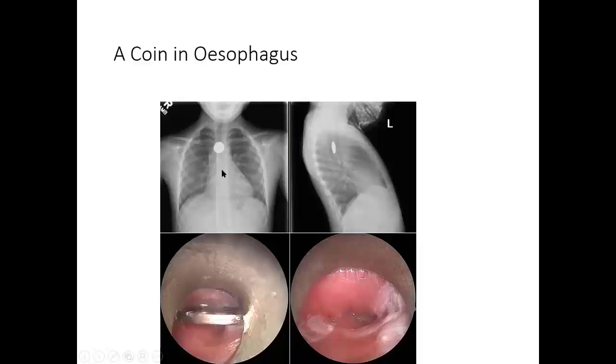If the foreign body is in the lower esophagus, and if it's an inert thing like a coin, then maybe you can pass an upper GI endoscope and try to push it into the stomach. Once it has entered the stomach, it will go down into the intestine without a problem.